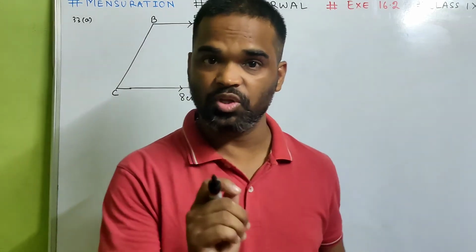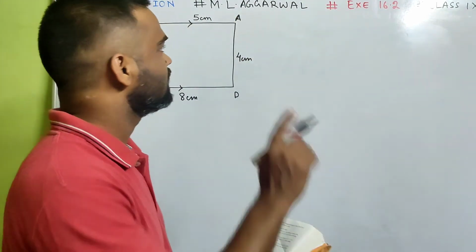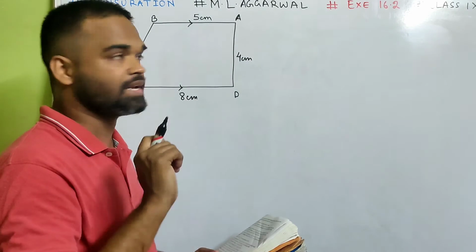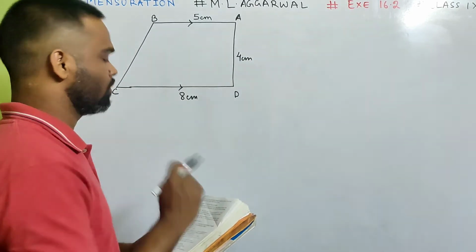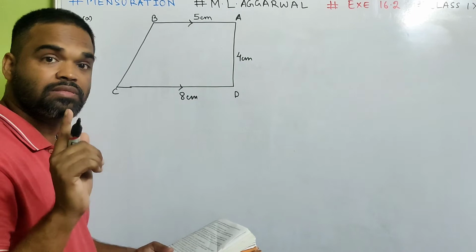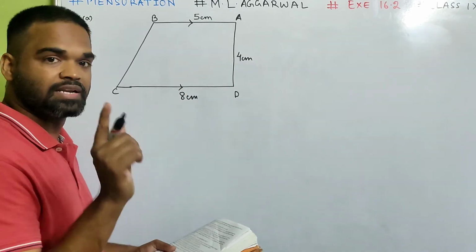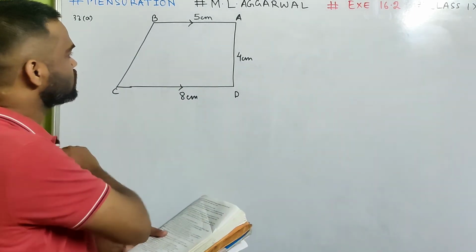Hi kids, in this video we'll continue with mensuration exercise 16.2 from class 9. This is from ML Aggarwal. We have already done till sum number 32. You can click on the I button and get the link. Let us start from 33a.